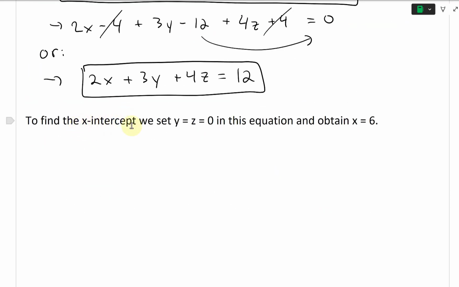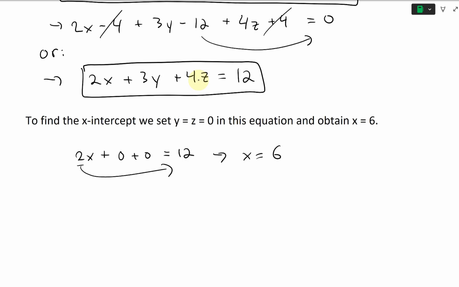To find the x-intercept, we set y and z equal to 0, and then we can find the point that crosses the x-axis. If we set y and z equal to 0 in this equation, we obtain x equals 6. We'll just double check our work: 2x plus 0 plus 0 equals 12. And again, divide out the 2, so x equals 6, like that.